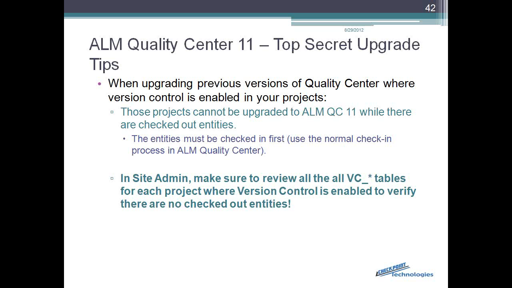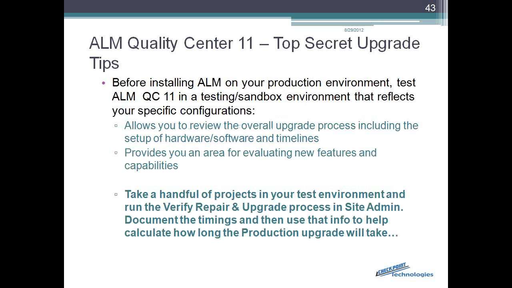One other way you can do it, if you don't do it from the traditional check-in method of version control in your project itself, is you can go into Site Admin. Any table in Site Admin for your project that starts with VC underscore is going to be a version control table. You're going to want to go through those and make sure that nothing says checked out. If it does, you're going to have to change that to checked in in Site Admin, or go to the project and check in those values. So definitely don't get stuck in the middle of an upgrade with something that's checked out, because you're going to have to start all over, and again, that's going to waste a bunch of time.